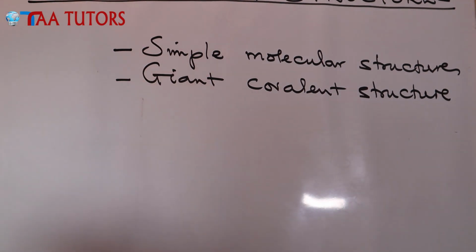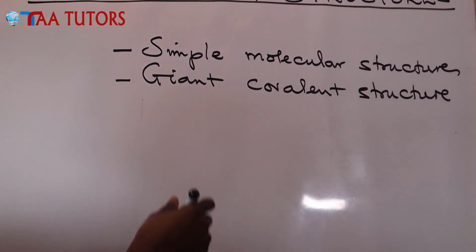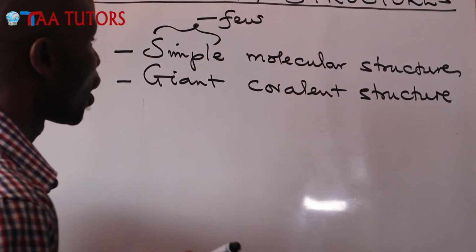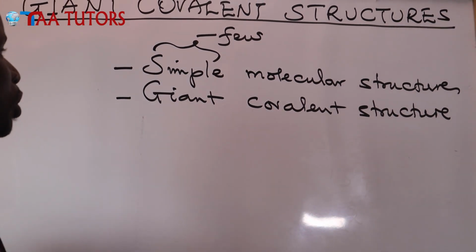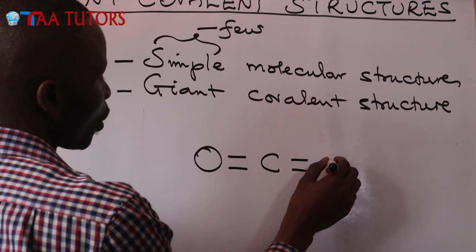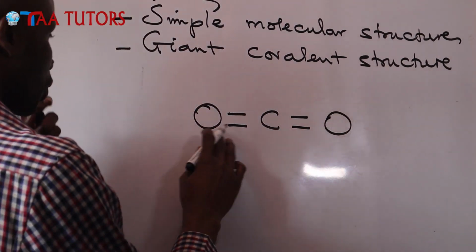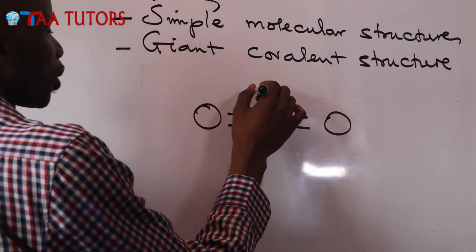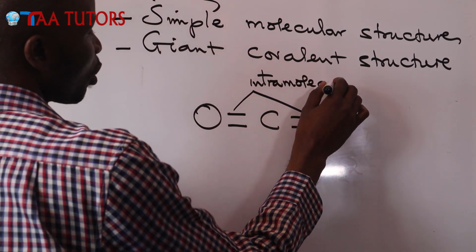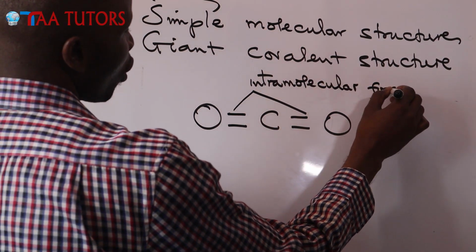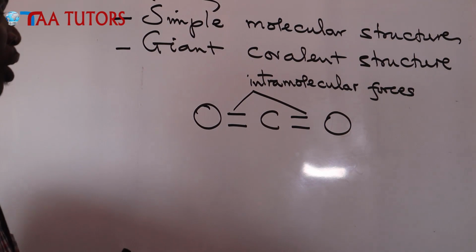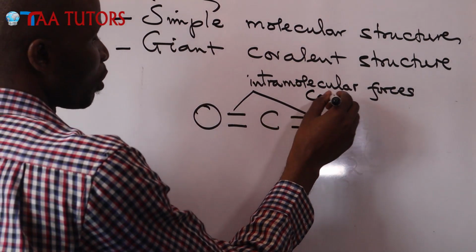Now, if you remember the discussion we had last time about simple molecular structure, we said the word simple here I would use to mean few atoms, like a molecule with few atoms. Let me use carbon dioxide for example. These are two oxygen atoms with one carbon atom. They are what we call intramolecular forces of attraction, and in this case the intramolecular forces here are covalent bonds. Covalent bonds are actually the strongest forces of attraction that we have in bonding and structure. So these are covalent bonds here.